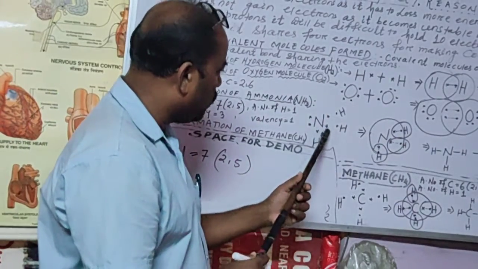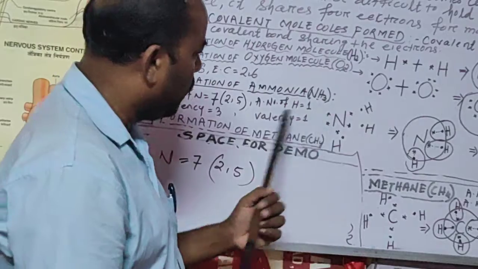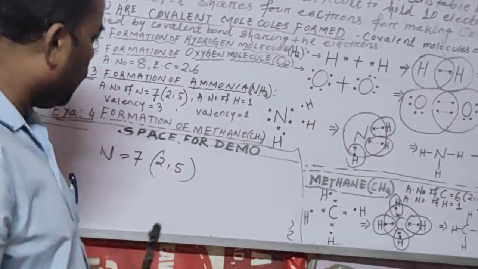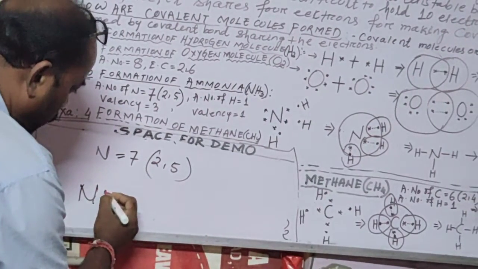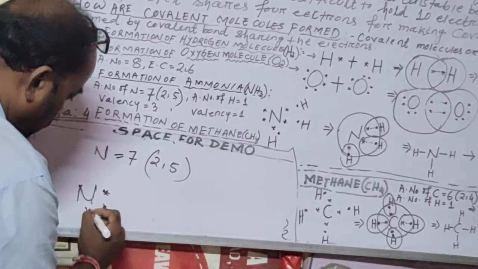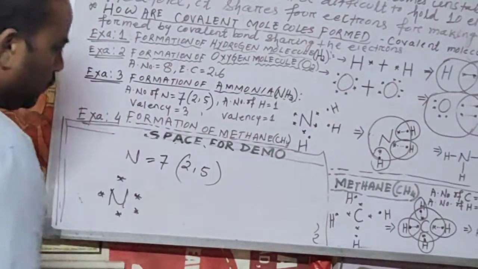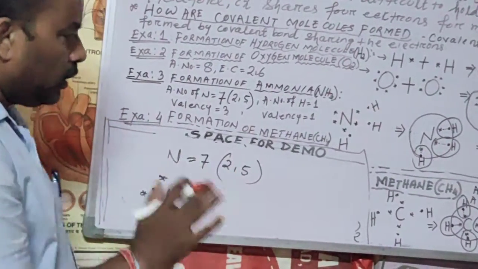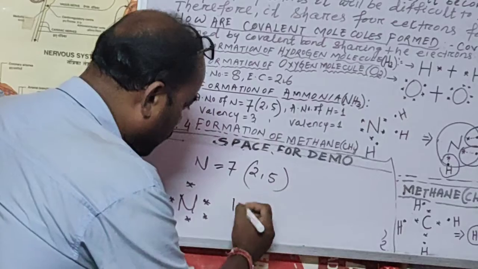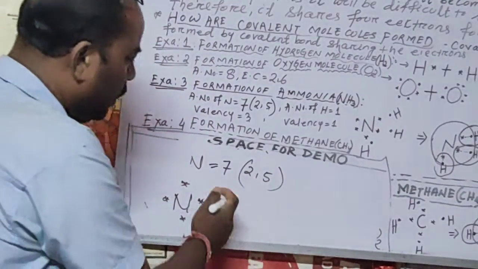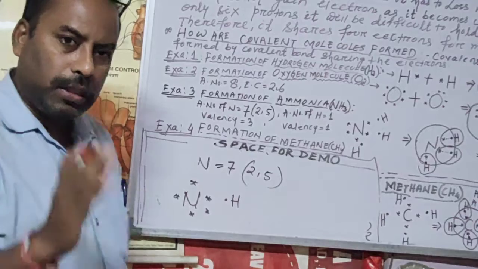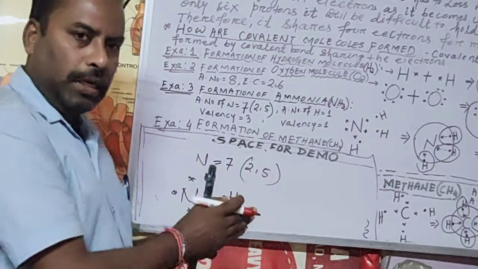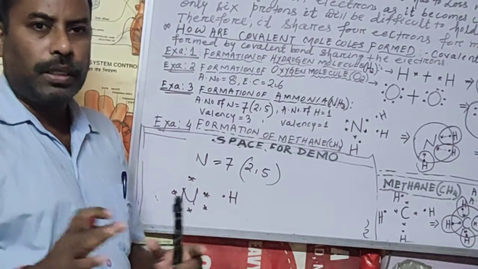I have shown 1, 2, 3, 4, 5. These are the electrons of the outermost orbit of nitrogen. Now what happens? Suppose nitrogen has 1, 2, 3, 4, 5 because it has 5 electrons in the outermost orbit. It needs 3. Suppose one hydrogen comes and says that I need 1. Nitrogen needs 3. So nitrogen says we cannot make the bond because I need 3, but you need only 1.